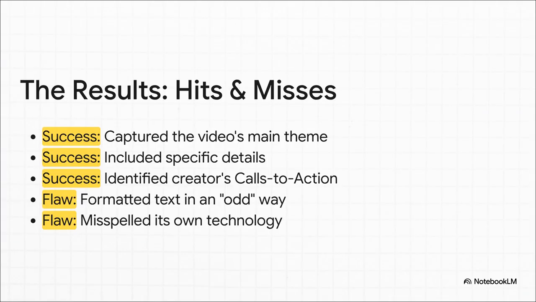So the million-dollar question: how was the email it wrote? Shockingly good. It totally got the main point of the video. It even pulled out super specific technical details. And, get this, it correctly found the creator's calls to action, like follow me on X, and put them at the end. Now, it wasn't perfect. The formatting was a little weird and, hilariously, it actually managed to misspell Gemini, the very AI it was built on.